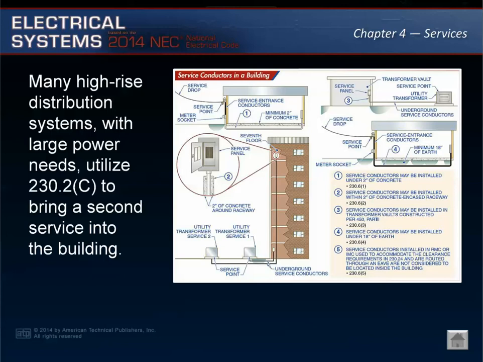While Article 230.3 prohibits service conductors from being routed through the interior of the building, the 5 provisions found in 230.6 provide methods that allow service conductors to be considered outside of the building.